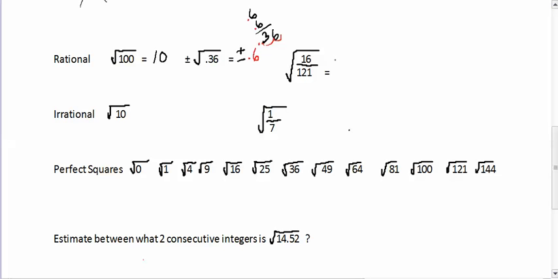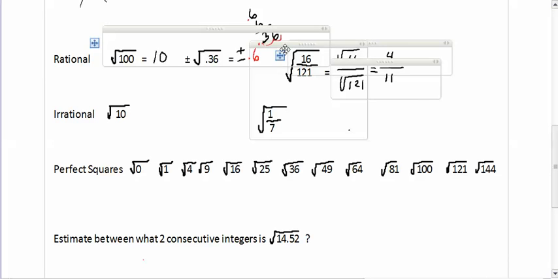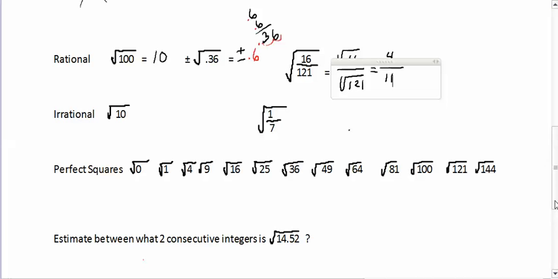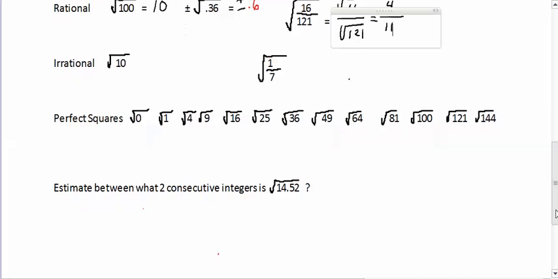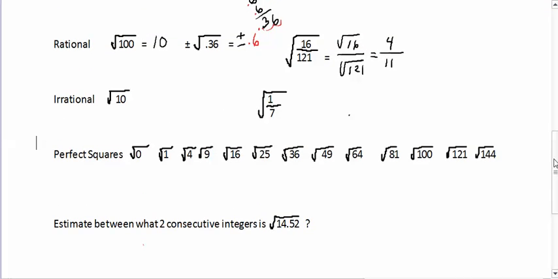And then the next one, we take the square root of 16, and we take the square root of 121. Square root of 16 is 4. The square root of 121 is 11. And that's my answer for the square root of 16 over the square root of 121. Okay, now let's look at irrational. Irrationals are not perfect squares. So in order to find out the square root of 10, I can't do it.